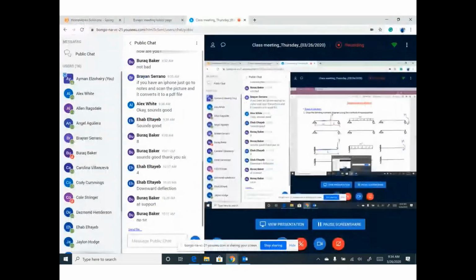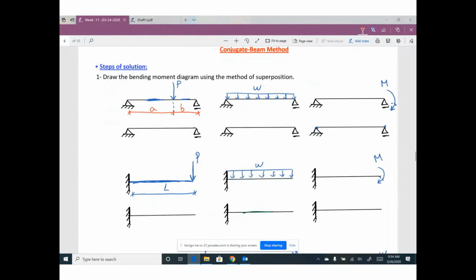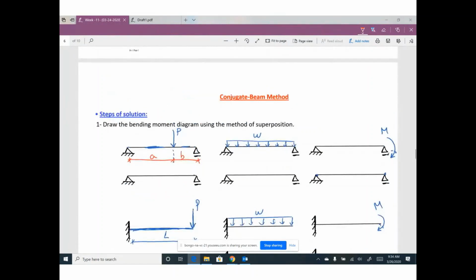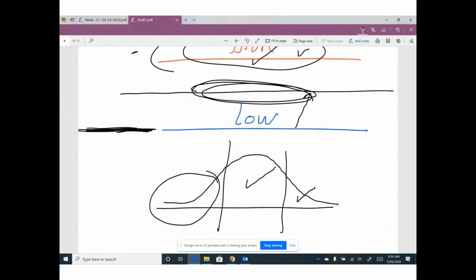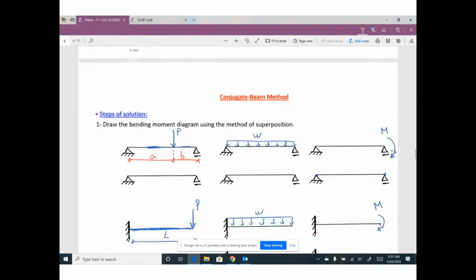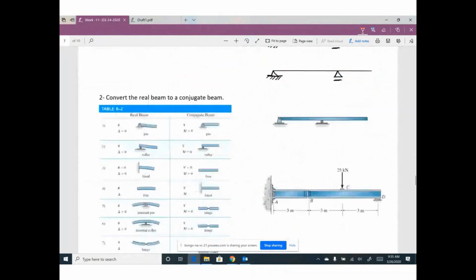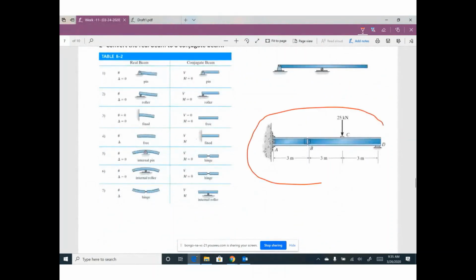Anybody write anything? Okay. Let's start our new topic. Actually, I will not go through this method in more detail, but just a quick comment. The conjugate beam method will give you the same values: what is the value of theta at a point, what is the value of deflection at another point. But this method can handle a more complicated beam. What do I mean by more complicated? Like this one.